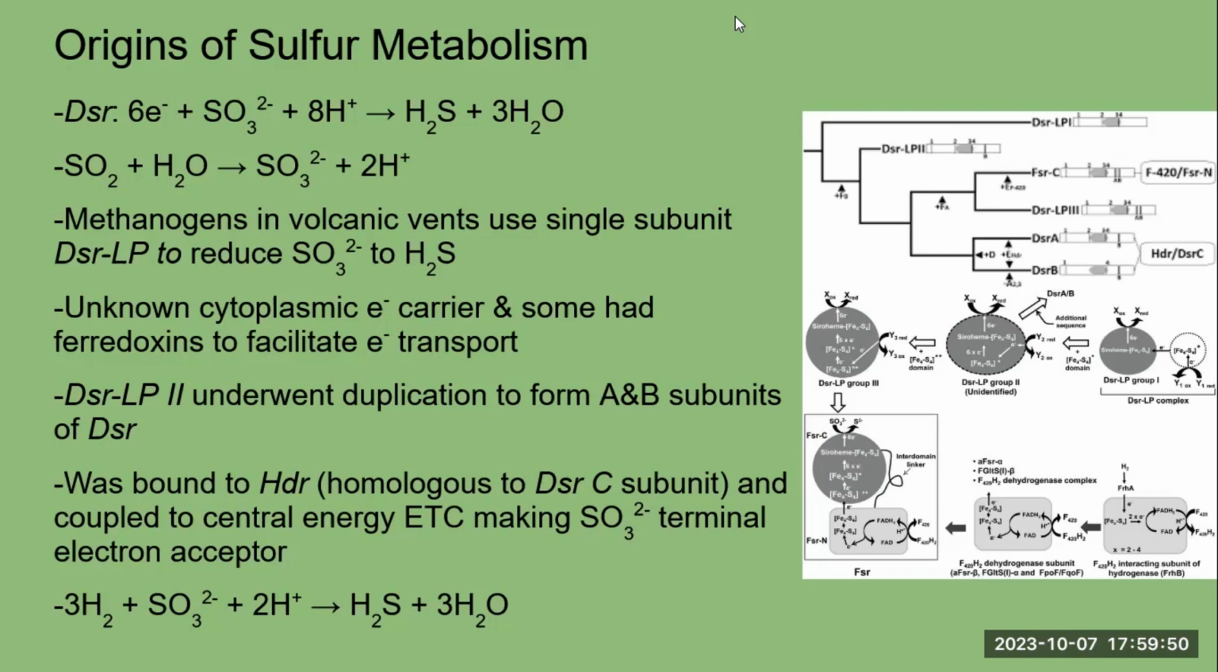This was bound to the HDR of methanogenesis, where the disulfide bond between coenzymes B and M are reduced and split by electrons from the electron transport chain. The DSR-C subunit, which takes electrons from the electron transport chain in sulfur-respiring organisms, is homologous to HDR. This would have coupled the ancestral DSR to the central energy metabolism, allowing sulfite to act as the terminal electron acceptor. So, like autotrophic methanogens, the first dissimilatory sulfur metabolizing organism likely used molecular hydrogen as the electron donor.